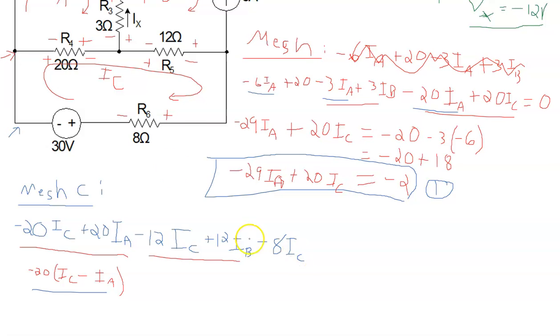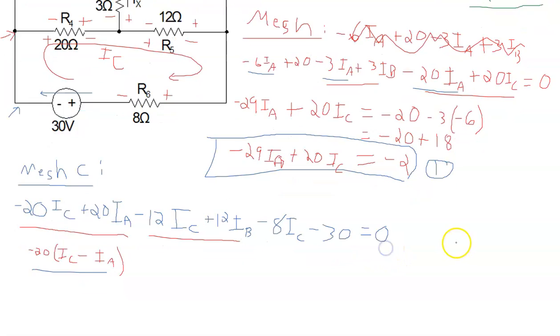Right, so one term for that resistor because it's not shared. Then we come to the 30 volt source. We're going in the direction of IC, it's crossed this way. We're going from a positive to a negative, so that's a voltage drop. So that's subtract 30. Now we're back to our starting point, so that sum is equal to 0.